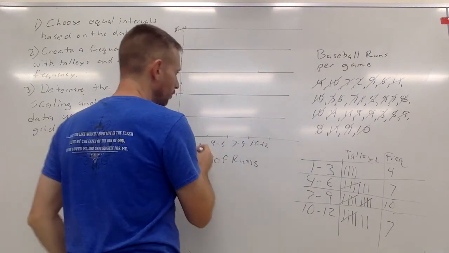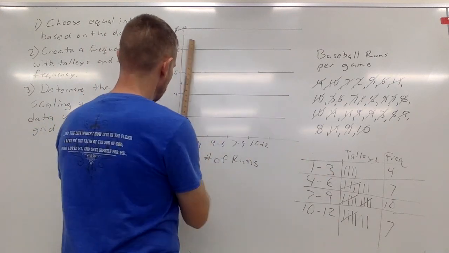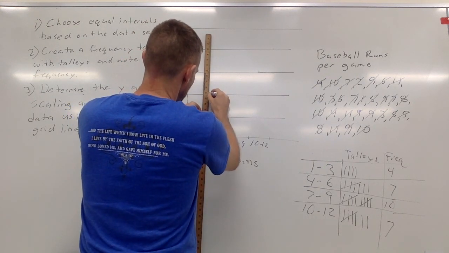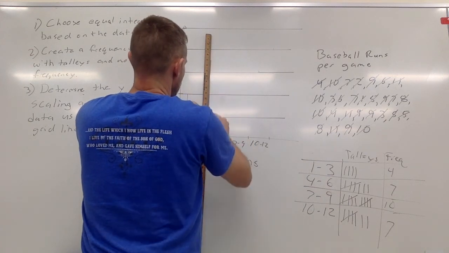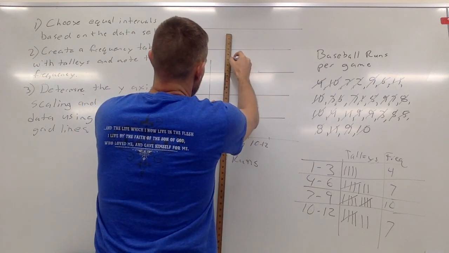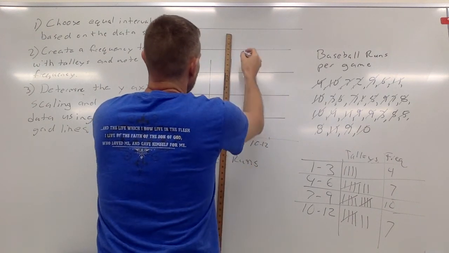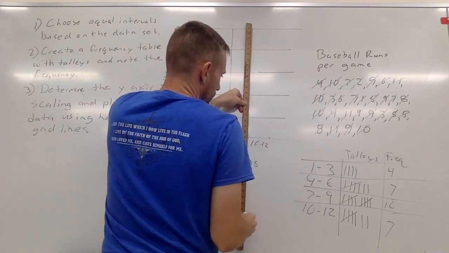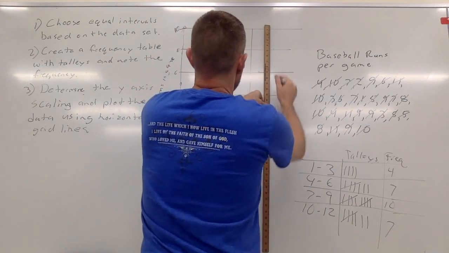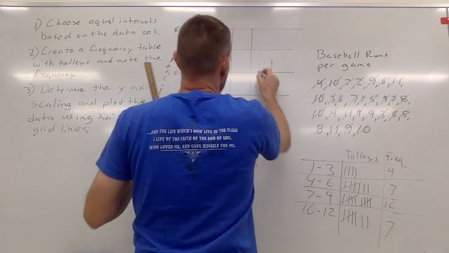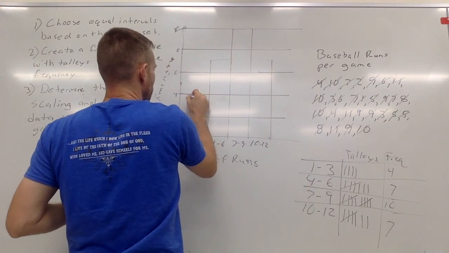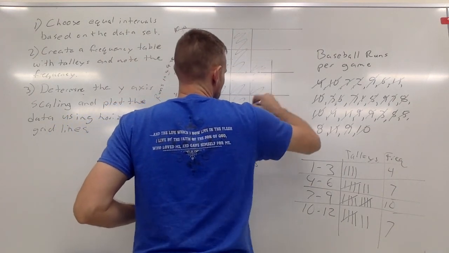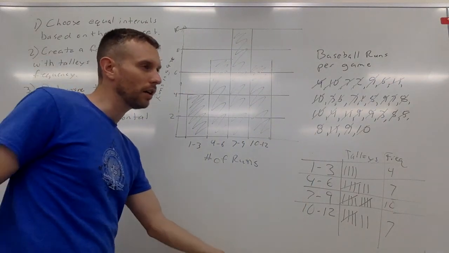Okay, now I'm going to note in the 1 to 3 interval, I went up to 4, so 4, 4 to 6 went to 7, 7 to 9 was at 10, and again 7. Now I can shade those lines.